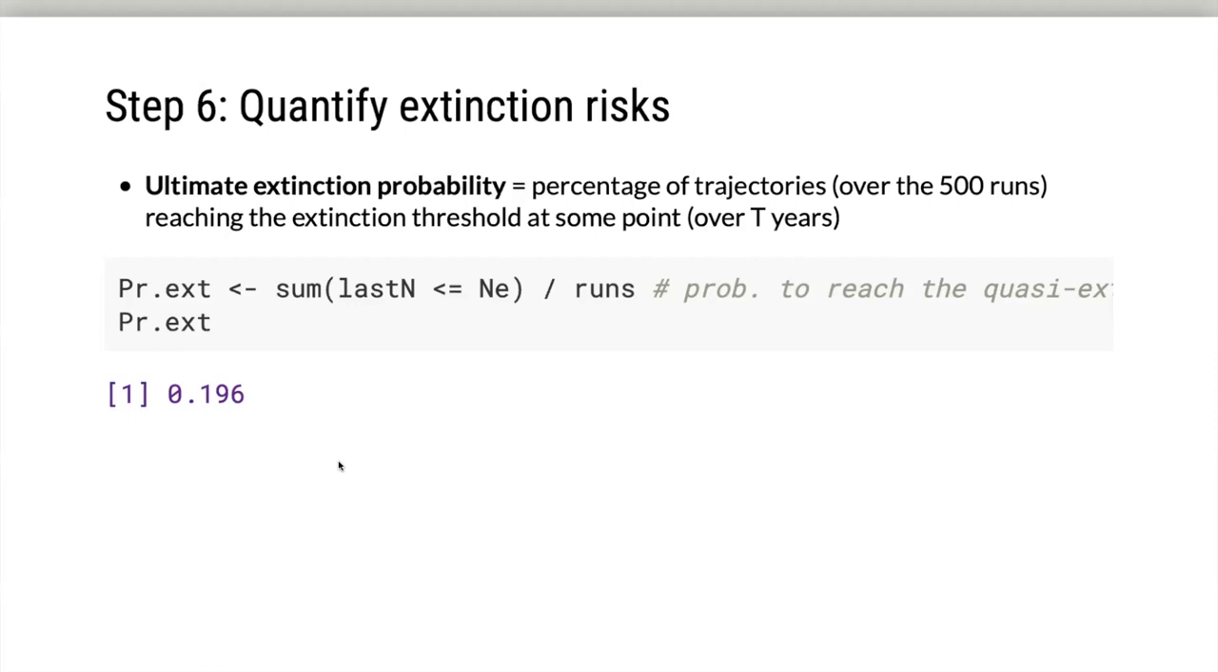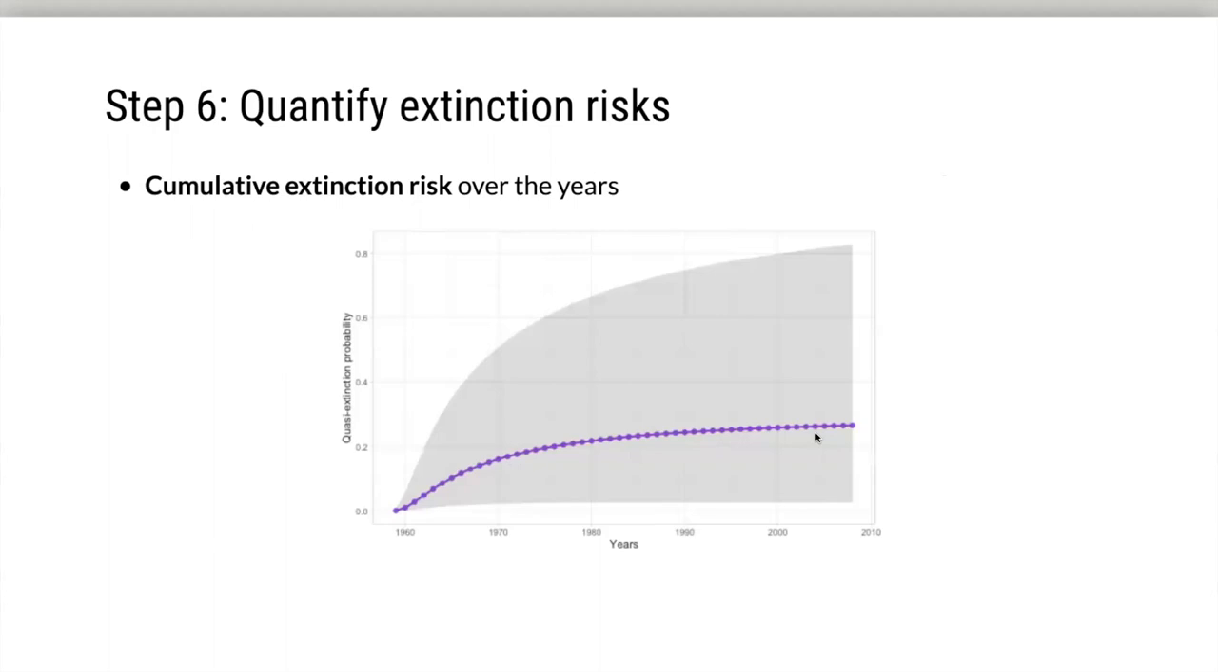We can look at cumulative extinction risk over the years because as we project for a longer time, obviously the risk that some population will reach the extinction threshold increases. So extinction probability is not fixed. It just depends at what time step you look at it. So you cannot only talk about extinction probability. You have to say in how many years, what's the time interval that you considered. So you can see that it's growing and the variability is growing with time.